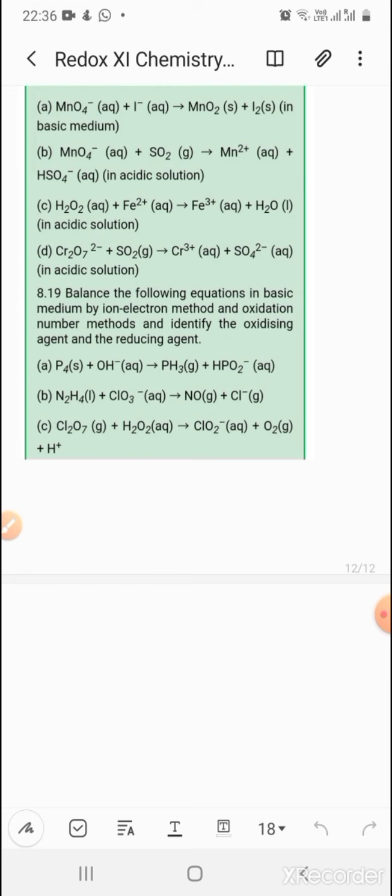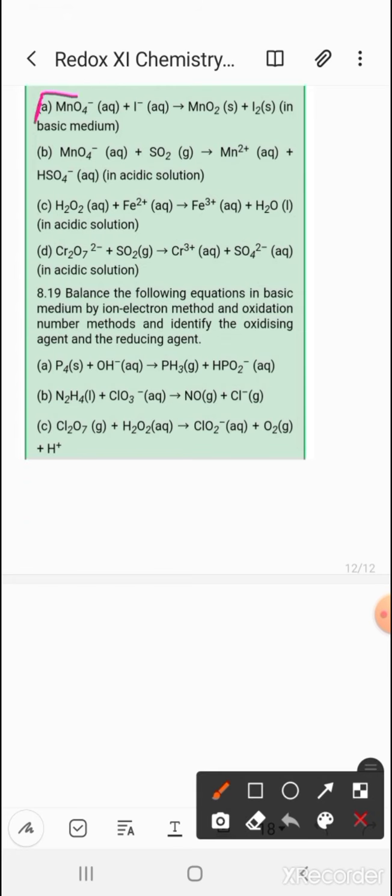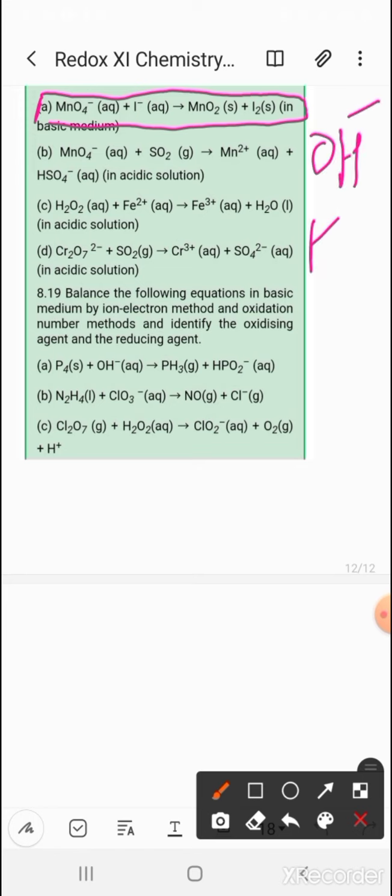So, the very first reaction mentioned over here is the permanganate ion plus iodide ion giving you manganese dioxide and iodine, in basic medium. So, I'm discussing now the oxidation number method in basic medium. Fine, so in basic medium, you have to add the hydroxide ion and the water molecules to balance the reaction.